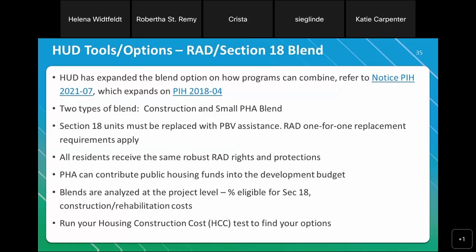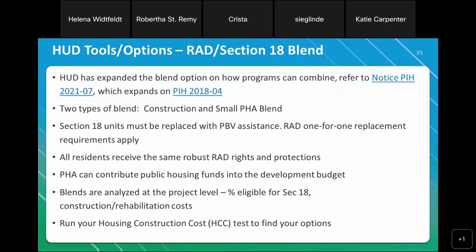The RAD Section 18 blend that is offered is an expansion opportunity, and you can combine the two. The important PIH notices to read about are 2021-07 and 2018-04. And I've heard the phrase, if it crosses your mind, if you think you have a question about it, the RAD resource desk says we can probably make it work. So don't shy away from that term or terminology. It basically combines the blend for construction and small PHA blends. It can be a very quick tool to use.